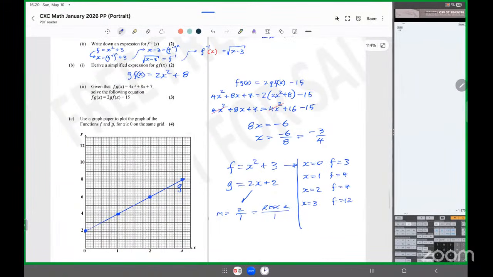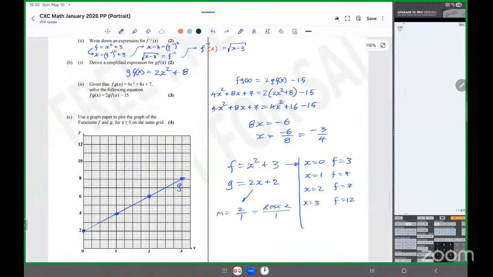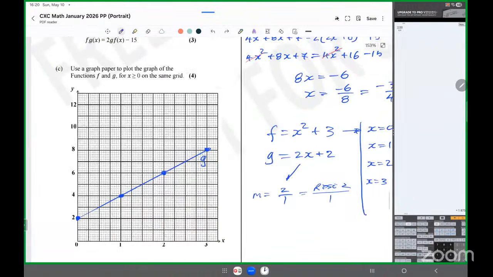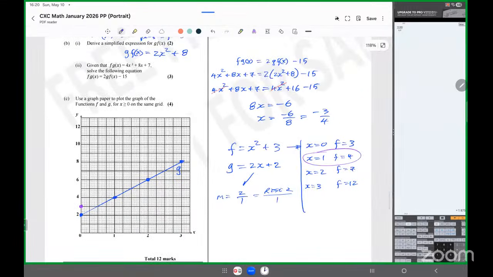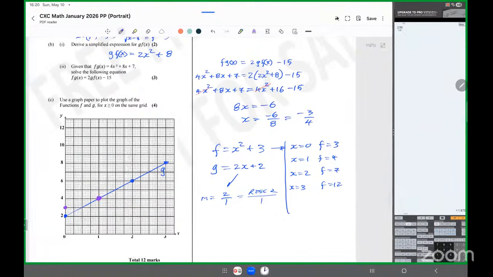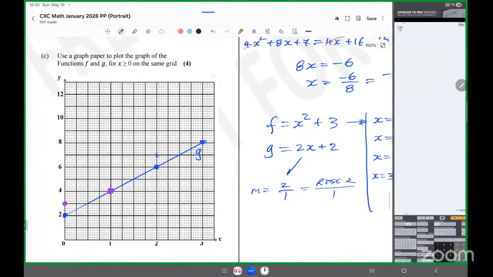Let's put them on in a different color. Perfect. So (0, 3) is one point, right here. Next point, (1, 4), the same point as that one. Next point, (2, 7). (2, 7) is this point right here.